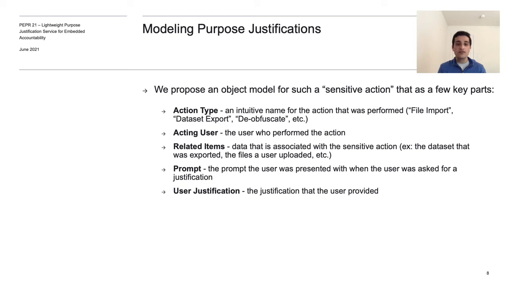This is a relatively simple, lightweight abstraction of a purpose justification. Importantly, it captures not only the user's justification, but also the context around the sensitive action. For example, when a user uploads sensitive data to the platform, you can see what data was uploaded, where it was uploaded, what prompt the user was shown, and how the user justified her upload.